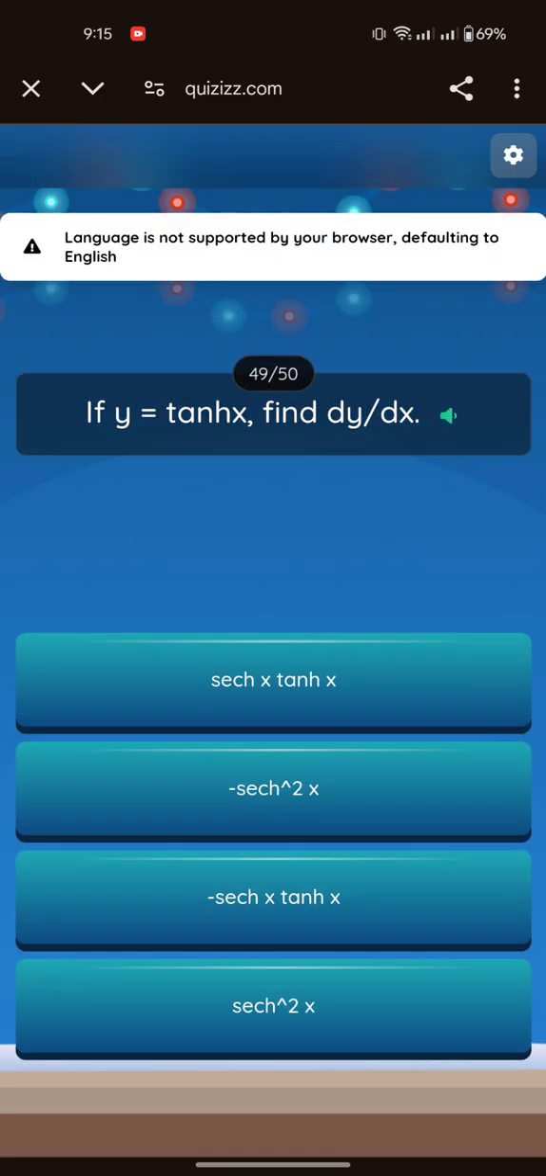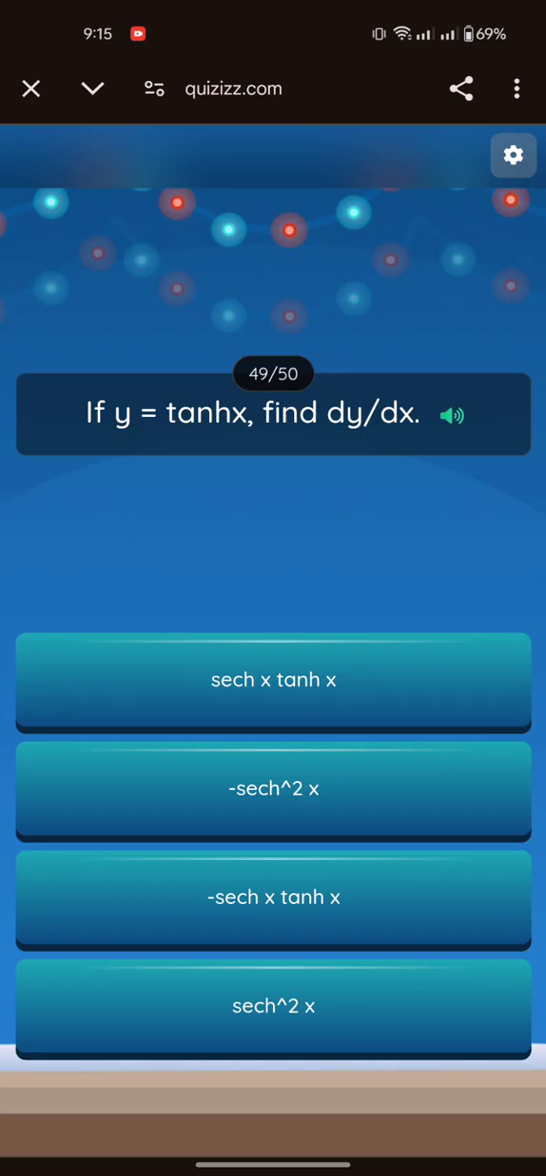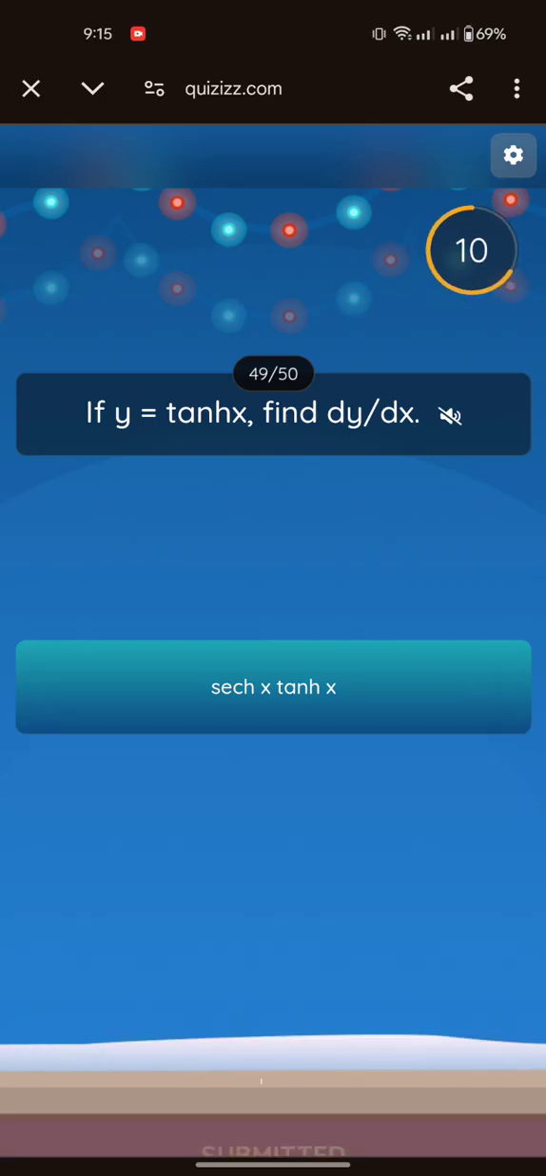Question. If y equals tanh x, find dy/dx. Option 1, sech x tanh x. Option 2, sech squared x. Option 3.